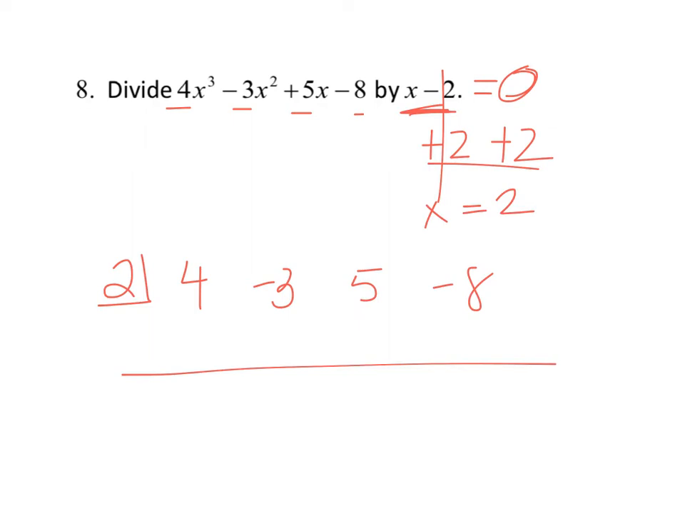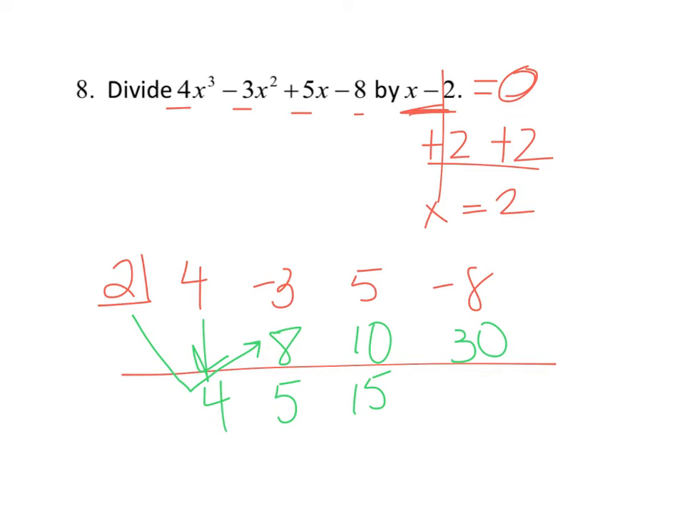My first step is to bring down this 4. I'm going to do 2 times 4 to get this. That gets me 8. And then I'm going to add. Negative 3 and 8 get you 5. And then 2 times 5 is 10. Add, you get 15. 2 times 15 is 30. Add, you get 22. This is my remainder.